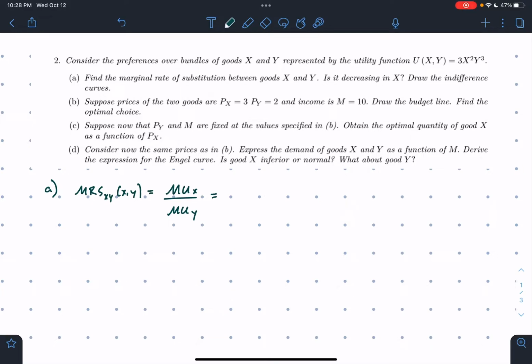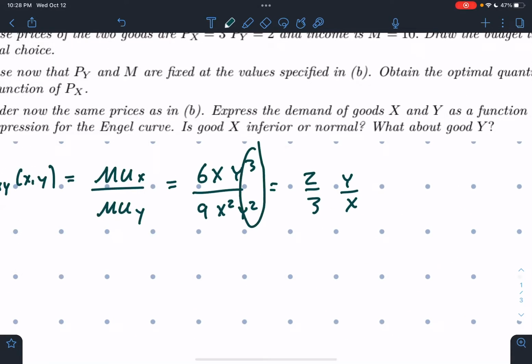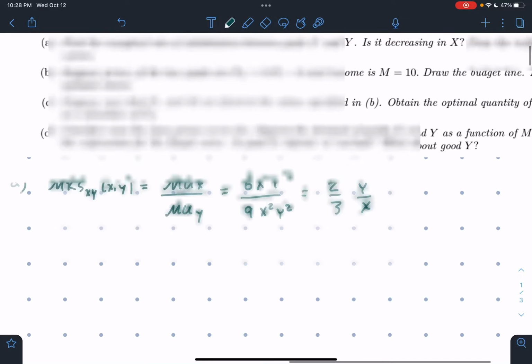So this is equal to 6x times y to the third power divided by 9x squared y to the second power. Now if we rewrite this, this is just going to be 2/3 y over x. I got that just because 3 over 2 on the y's just becomes a positive 1 in the numerator, and the x to the first power over x to the second power is just an x in the denominator.